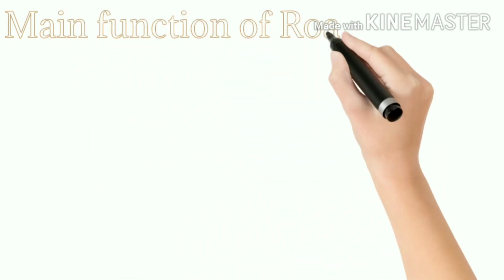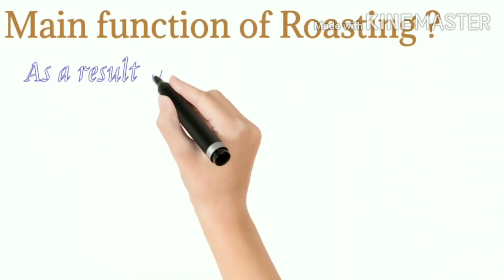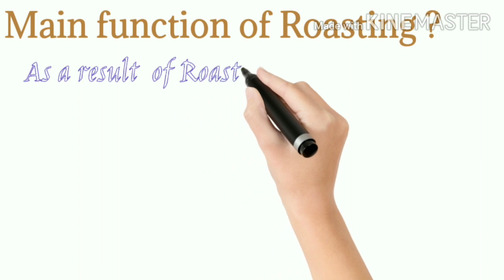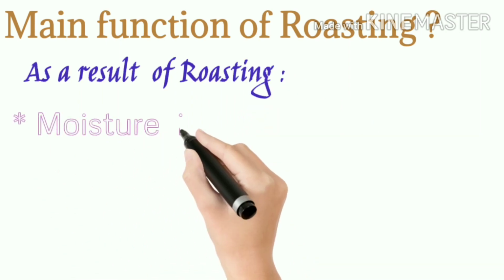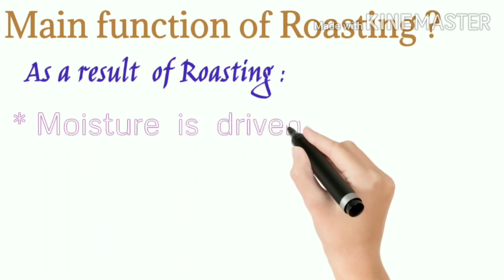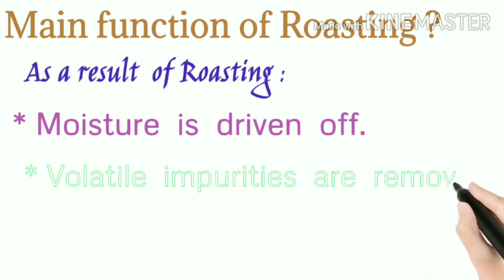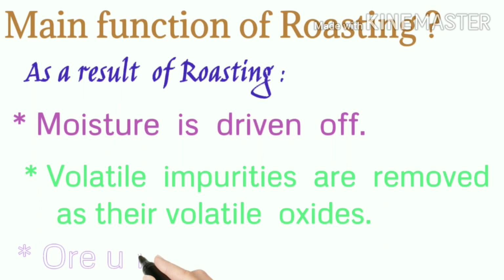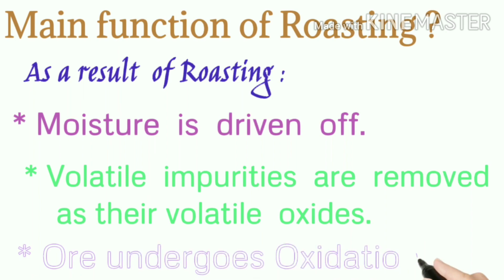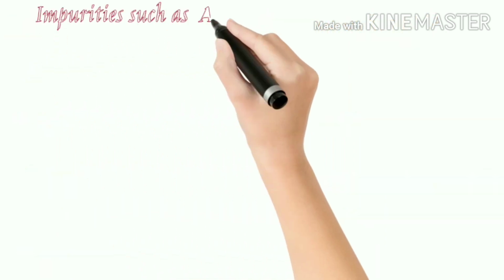So now, what is the main function of roasting? The main function of roasting is conversion of an ore into a metal oxide. So what will happen as a result of this roasting? Suppose there is any moisture over there, that can be removed, and suppose any impurities are left over along with the ore, they can be converted into volatile oxides and evaporated. So the ore undergoes oxidation.